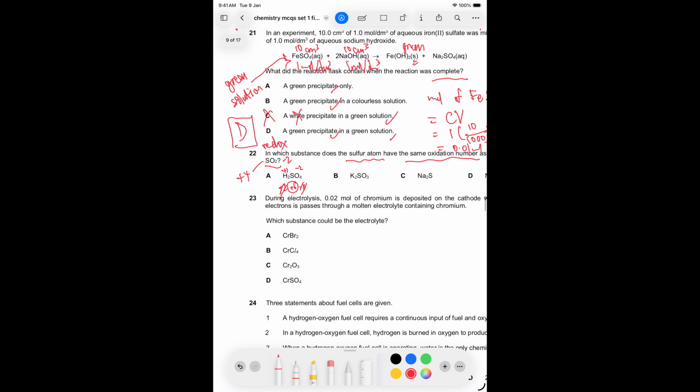So that's not an answer. We are looking for +4. So this one is +1. Oxygen is -2, so it's +2. This is -6. To balance out, everything must become 0. Your sulfur will be +4. So that's the answer. B is the answer.